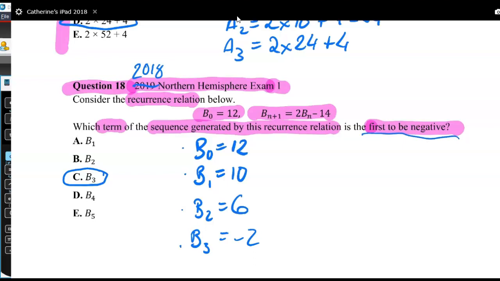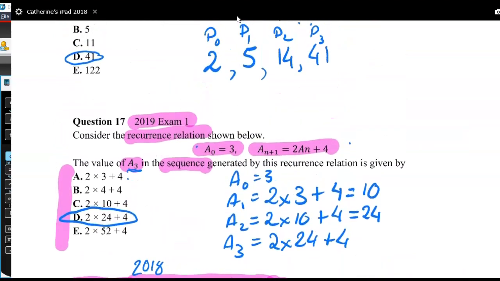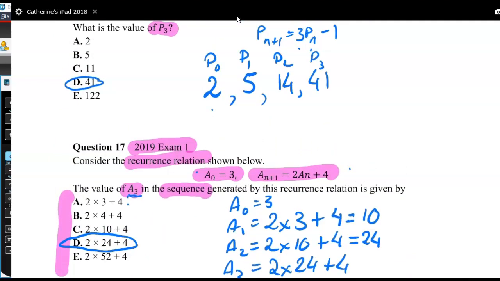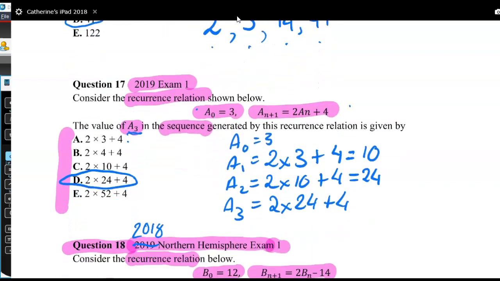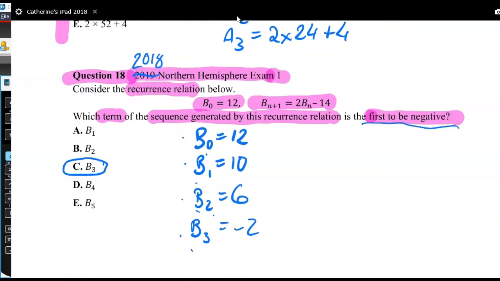So I think it's important here to be listing them as B0, B1, B2, B3, just like I was doing up here with the P0, P1, P2, P3, to really make it clear what term we are talking about. So that might be a good little habit to get into when writing out a sequence.